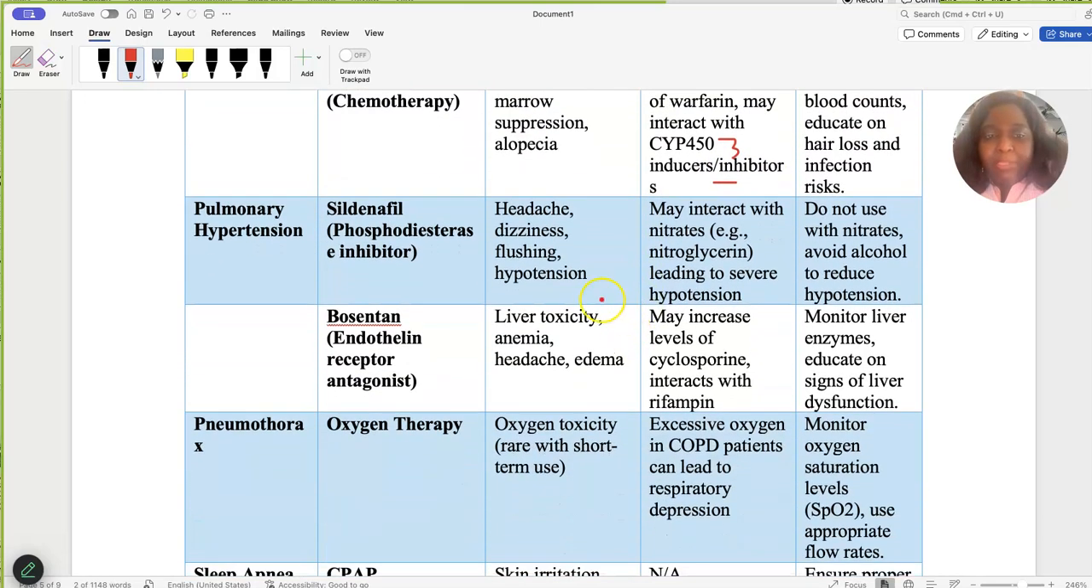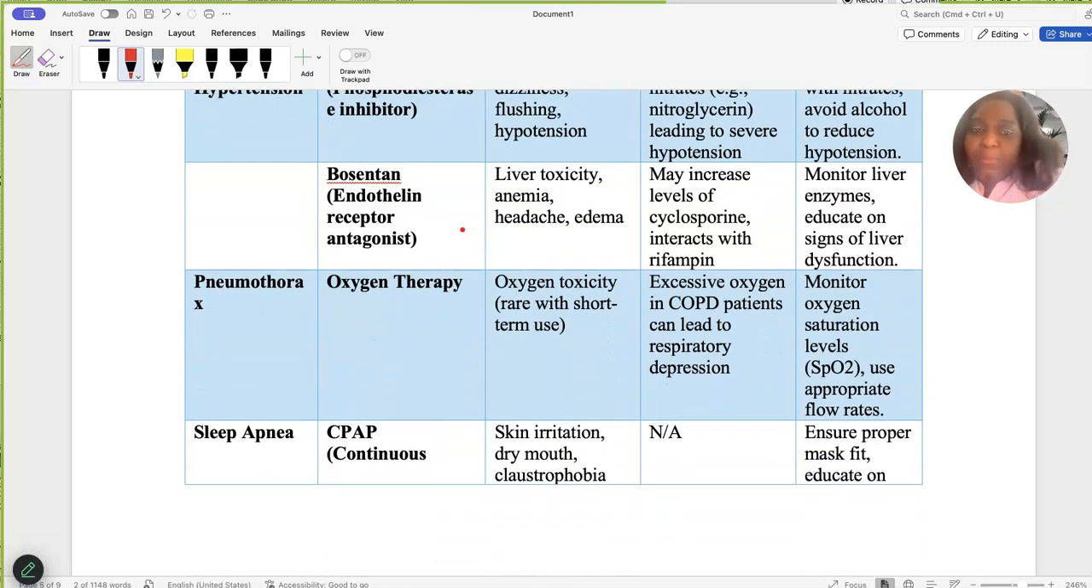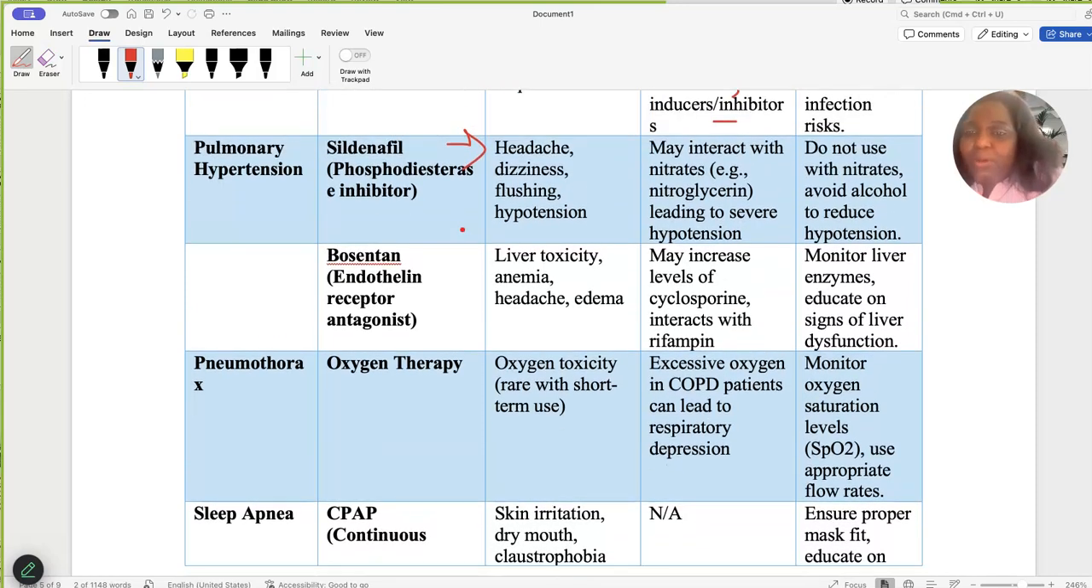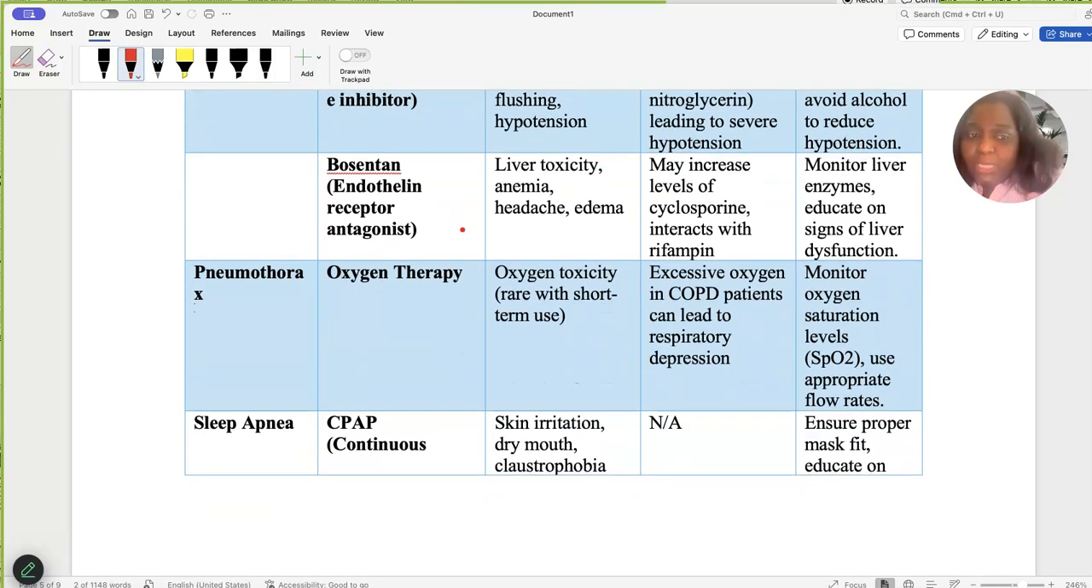What about pulmonary hypertension? We can use sildenafil, which is a phosphodiesterase inhibitor, and bosentan, an endothelin receptor antagonist. Sildenafil has a few side effects like headaches, dizziness, flushing, and hypotension, and it may interact with nitrates, for example nitroglycerin, leading to severe hypotension. Do not use sildenafil with nitrates, and avoid alcohol to reduce hypotension.